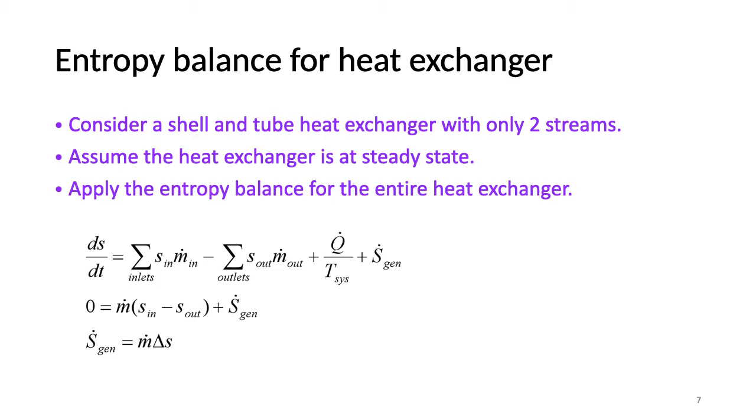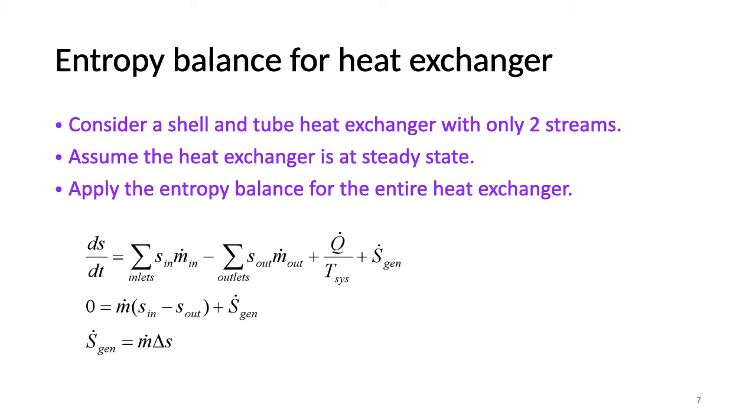Now we can have a look at how this entropy balance is applied to different process equipment. Consider a shell and tube heat exchanger with only 2 streams and assume that the heat exchanger is at steady state. So, there is no accumulation term and m dot in will be the same as m dot out. If we apply the entropy balance for the entire heat exchanger, there is no heat transfer to or from the surroundings other than heat losses. We can assume that Q dot is equal to 0.